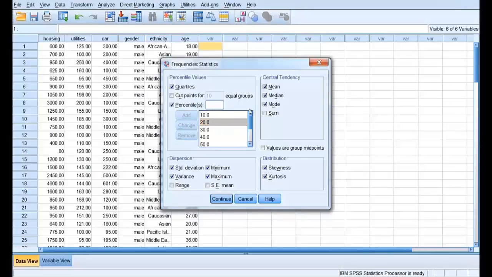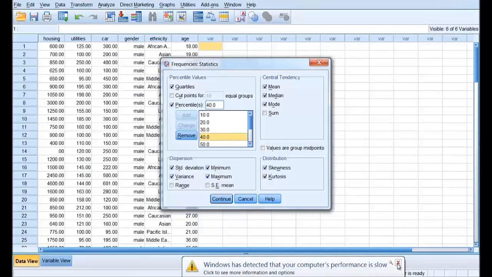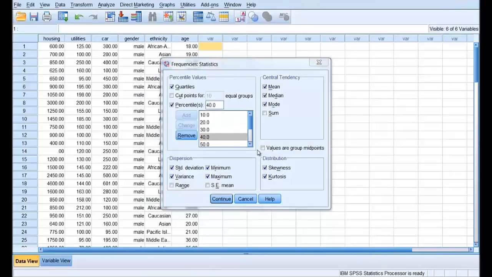And then what I want you to do is add a third percentile, which you'll put in 30 here and then click Add. And then it'll give us whatever score where 30% of the scores are below that score. So I want you to continue until you have 40% of scores below, and 50% of scores below, 60% of scores below, 70, 80, and 90% of scores below.